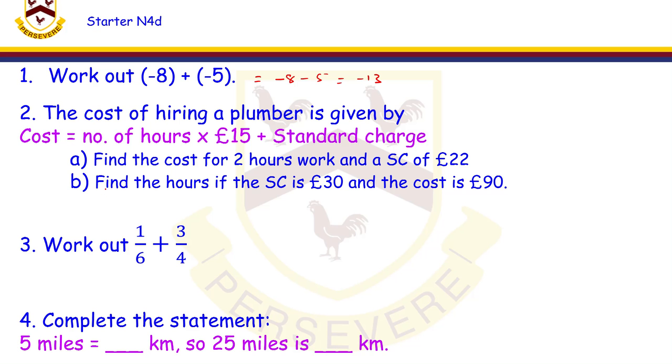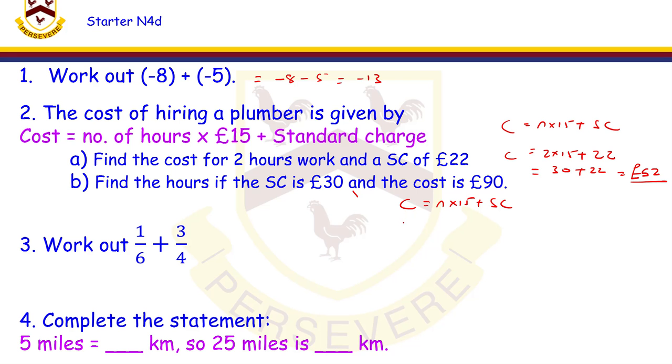Part 2, we've got this formula. It gives us C, cost, is equal to n times 15, number of hours times 15, plus the standard charge. We always write the formula. We want to find the cost for 2 hours work this time. So in part A, C is going to be 2 times 15 plus the standard charge of 22. That's going to be 30 plus 22, which is equal to £52. Part B, we want to find the number of hours, and they've given us the standard charge and the cost. So the formula is the same. C equals n times 15 plus the standard charge.